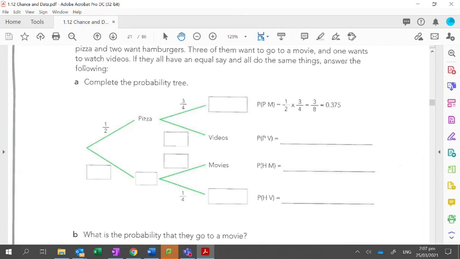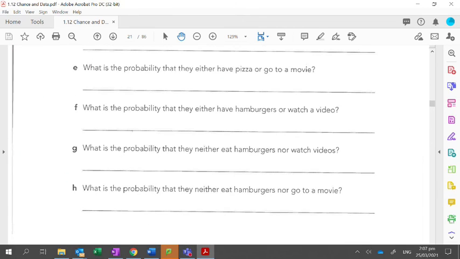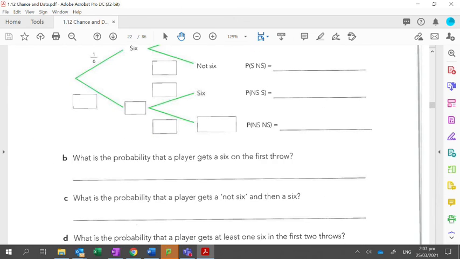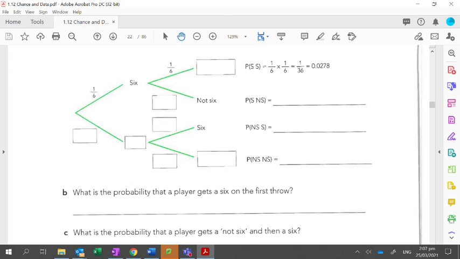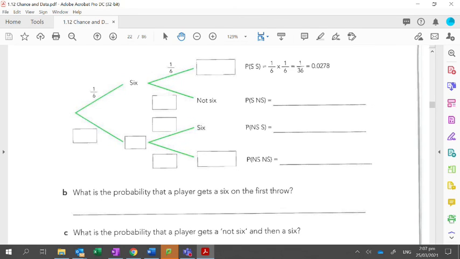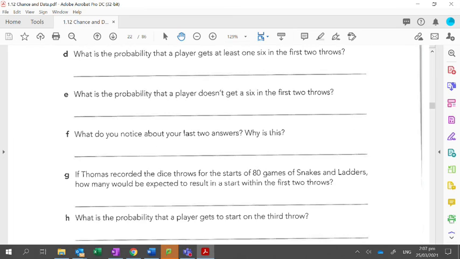Okay? All right. Here's one that has the same number of things. I'm looking to see if there's any that don't go all the way to the end. 6 and not 6. Okay. Now, this one brings up something interesting. Getting a 6 is 1 out of 6. Getting a not 6 is anything else. So what? 5 out of 6. Right? So not something means everything else. It's called the complement.